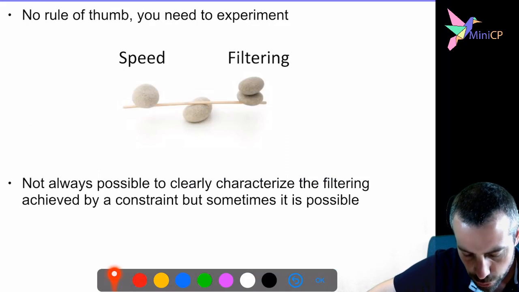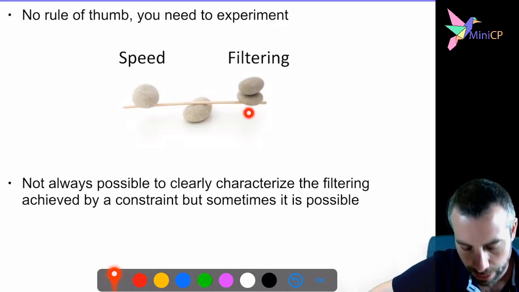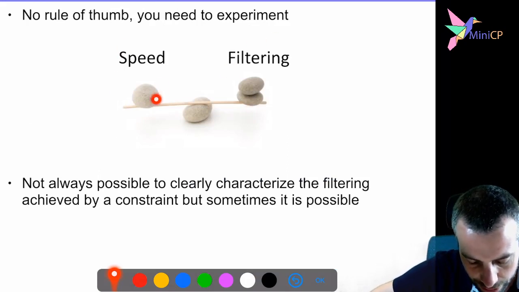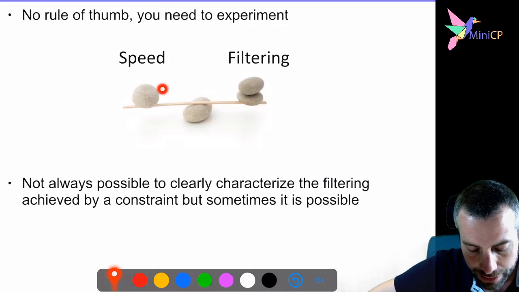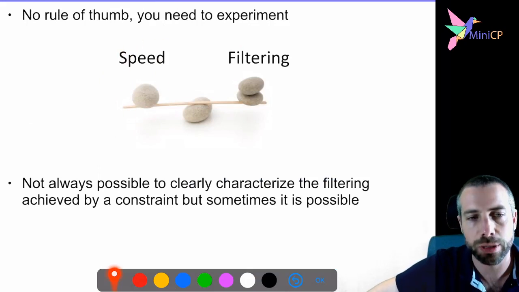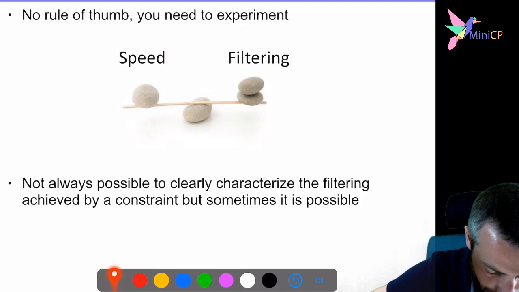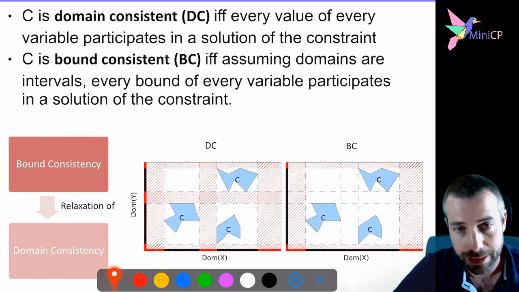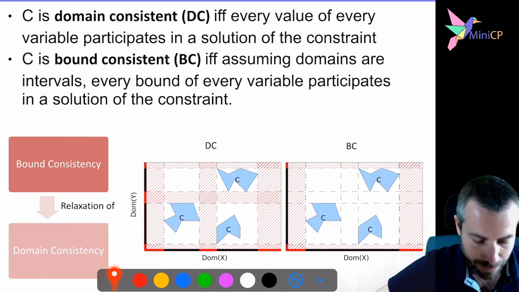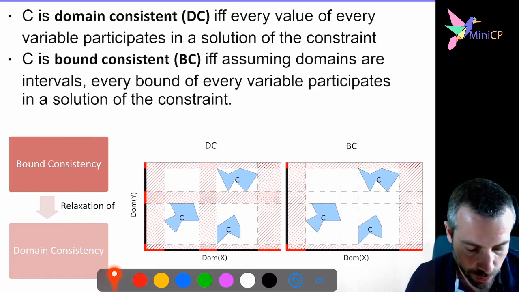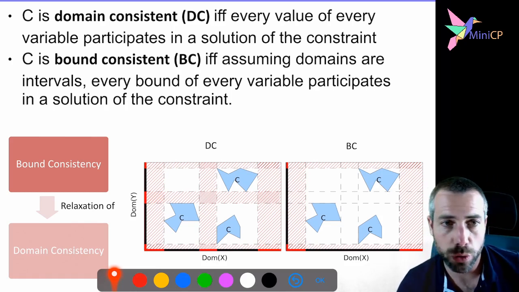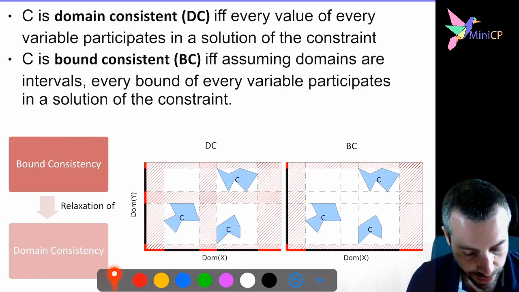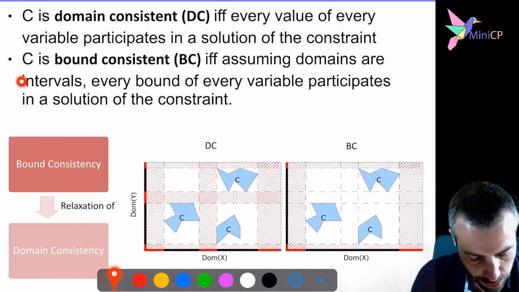We will relax a little bit the problem. We will reduce a little bit the filtering that we are able to do in order to improve the speed, the time required by the filtering algorithm. It's not always possible to characterize correctly the time of filtering that we are able to do, but in this case, it's possible. And to characterize the filtering of constraints, we have at least two candidates. We have the domain consistency and we have the bound consistency.